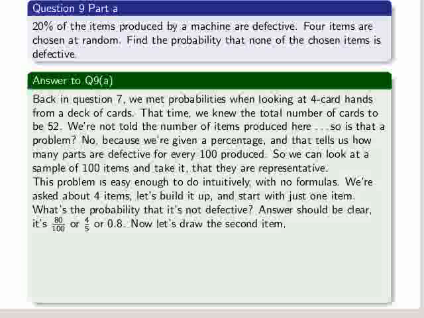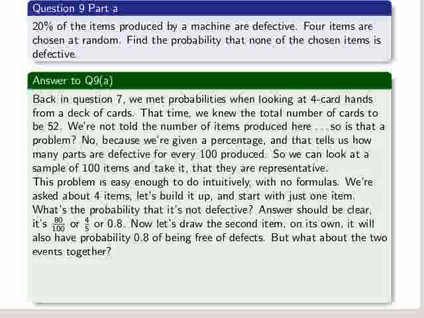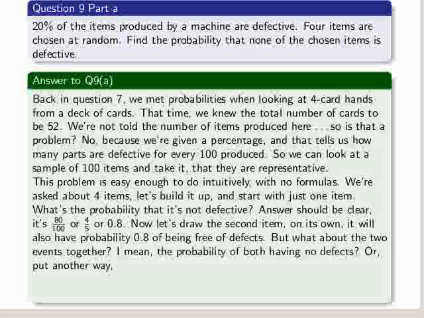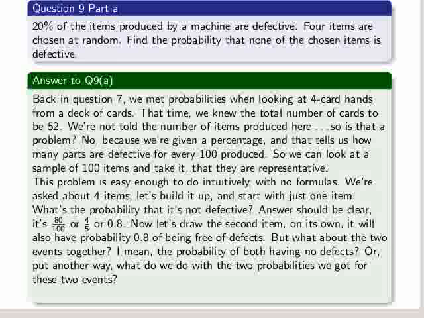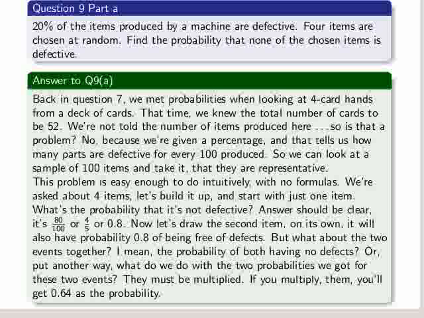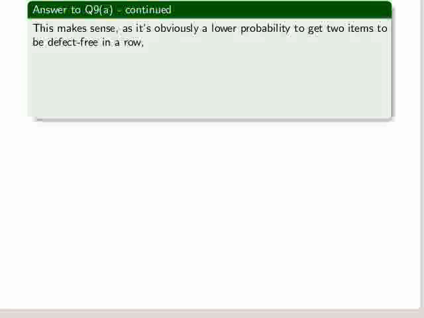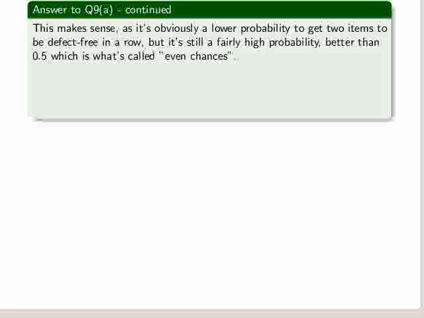Now let's draw the second item. On its own, it'll also have the probability 0.8 of being free of defects. But what about the two events together? I mean, the probability of both having no defects. Or, put another way, what do we do with the two probabilities we got for these two events? They must be multiplied. If you multiply them, you'll get 0.64 as the probability. This makes sense, as it's obviously a lower probability to get 2 items to be defect-free in a row, but it's still a fairly high probability, better than 0.5, which is what is called even chances.